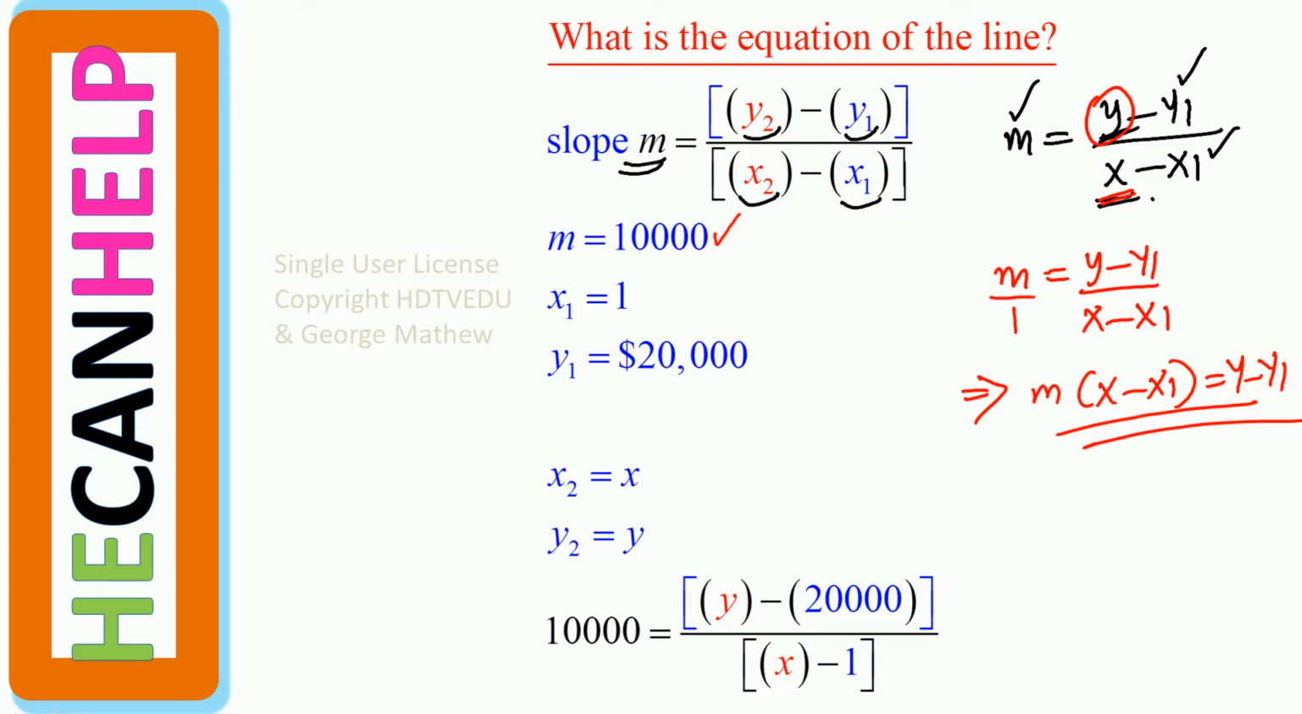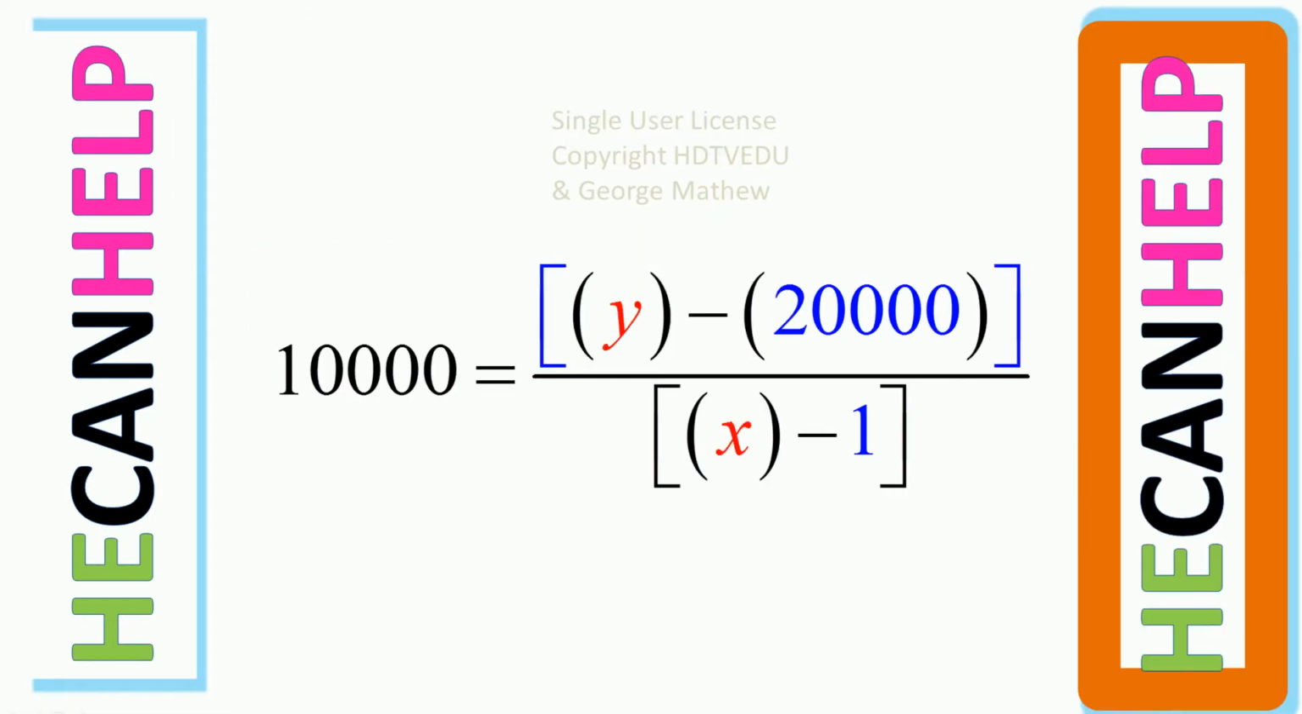M is 10,000, x1 is 1, y1 is 20,000, x2 is x, y2 is y. So I get slope is equal to y2. Instead of y2, it's y, minus 20,000, y2 minus y1, divided by x2. Instead of x2, it's just x minus x1. We are predicting the future, so we need x and y. We have to substitute x and find y, or substitute for y and find x. So this is our equation.